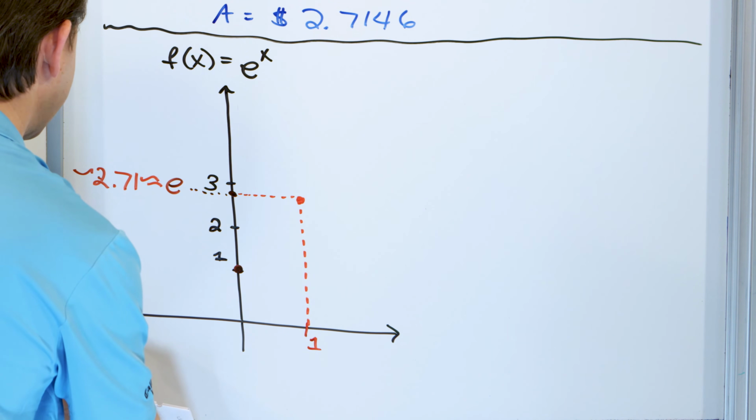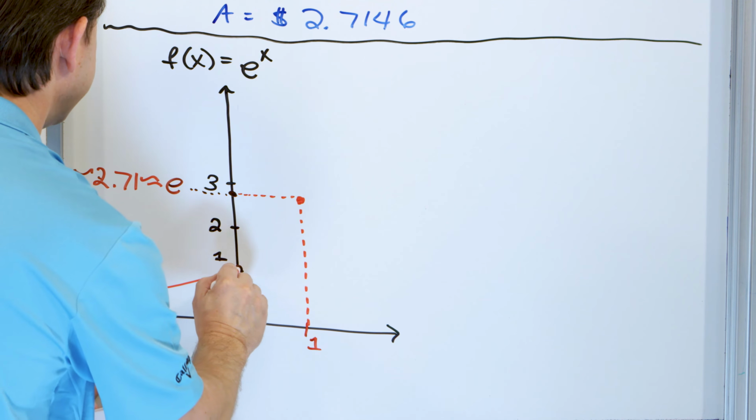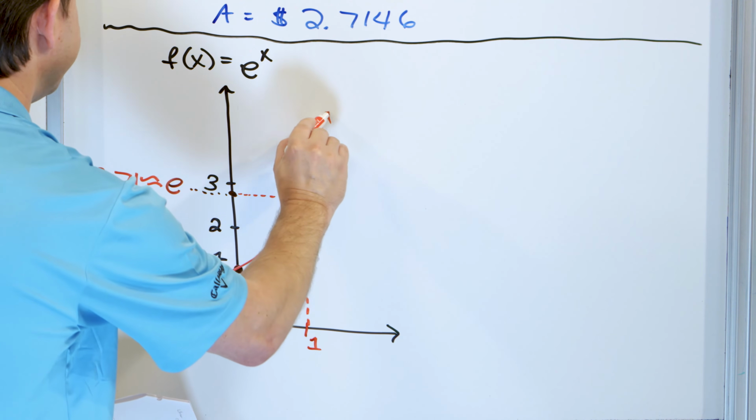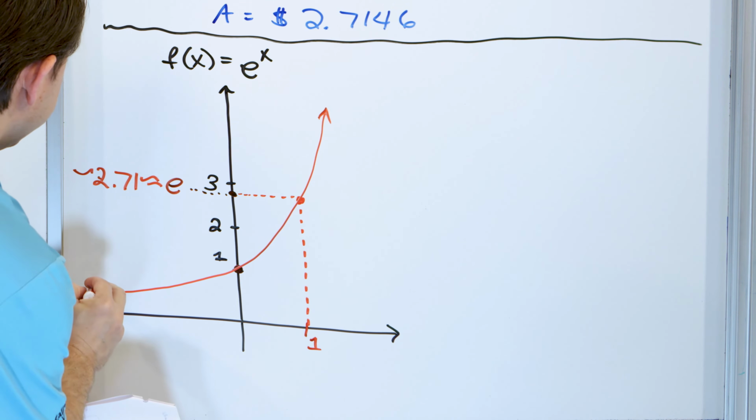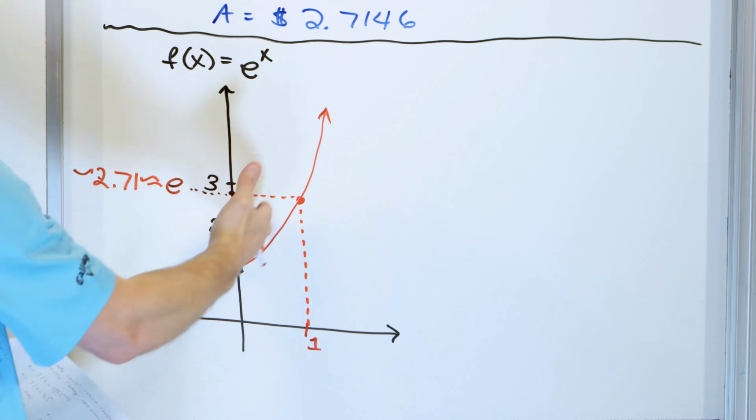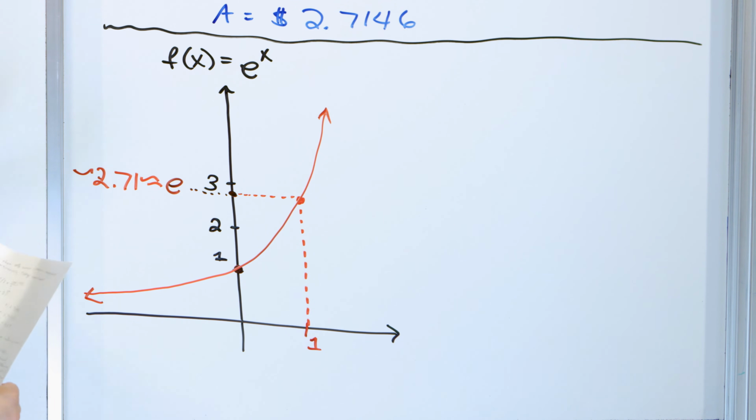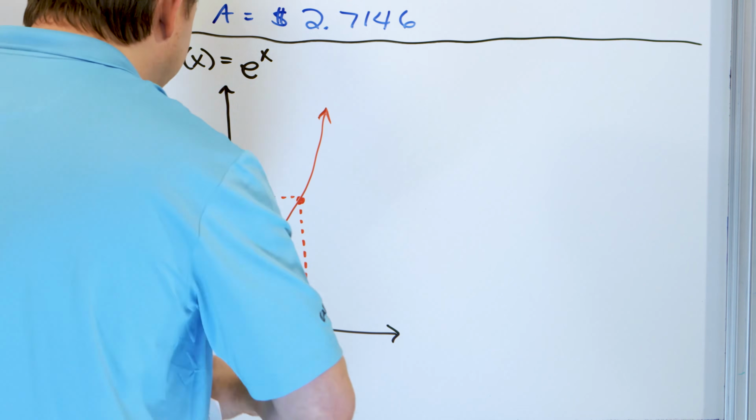I'm going to do a terrible job drawing it, but I'm going to try. I'm going to go up like this, up like this, up like this, something like that. That's actually not too bad. So this is the famous function e to the power of x. What is so special about this thing?